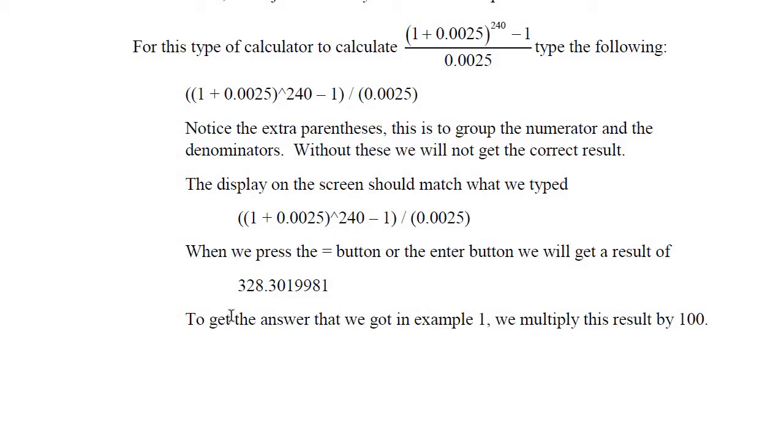So the display will look almost exactly the way I typed it, and then when I press either the equal button or the enter button on the calculator, that actually will give me 328.3019981. And then to get the answer from example 1, we multiply that by 100. Now let's take a look at the other type of calculator.